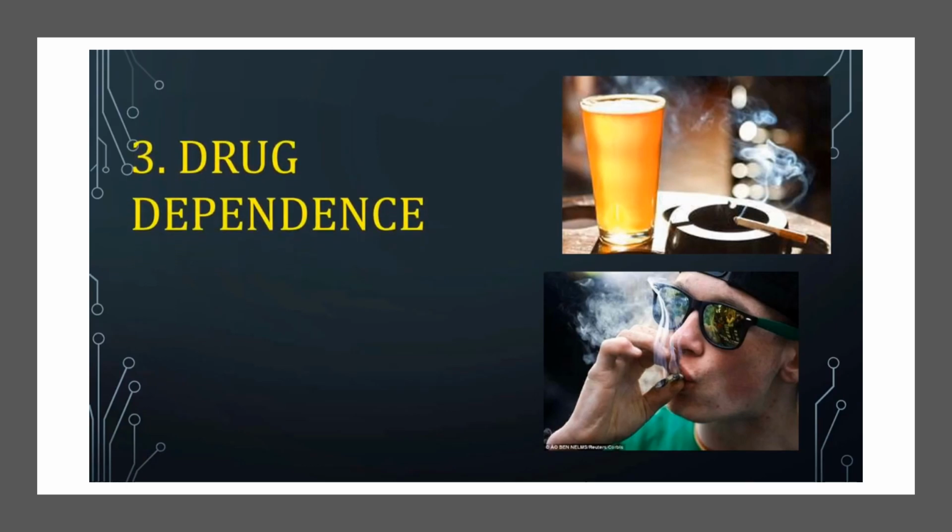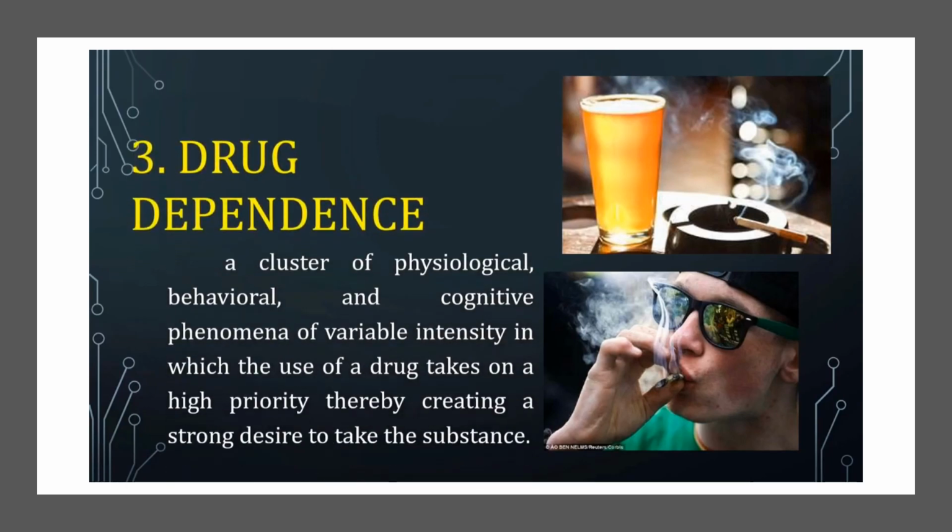Next one is drug dependence. Drug dependence is a cluster of physiological, behavioral, and cognitive phenomena of variable intensity in which the use of a drug takes on a high priority, thereby creating a strong desire to take the substance. It's possible to be dependent on drugs without being addicted, especially if you are using it to cure an illness. But others totally depend on the drugs. That is why it is called drug dependence.